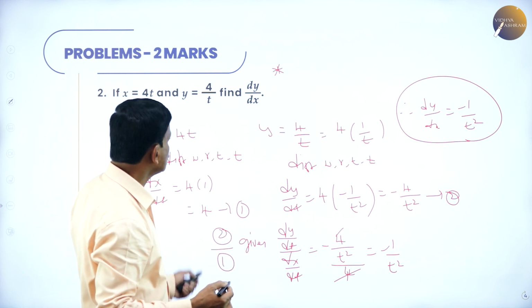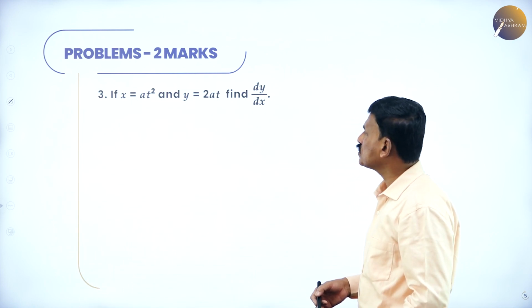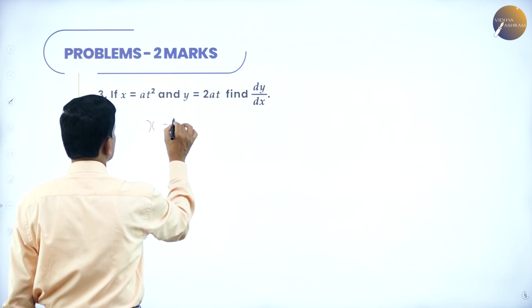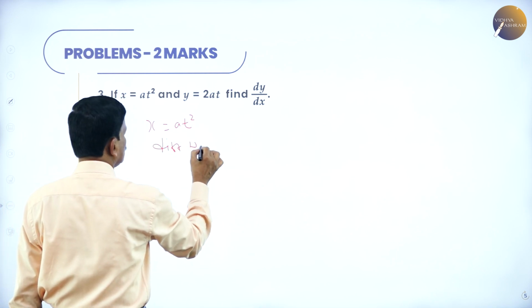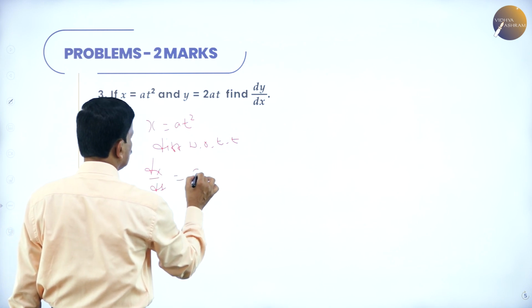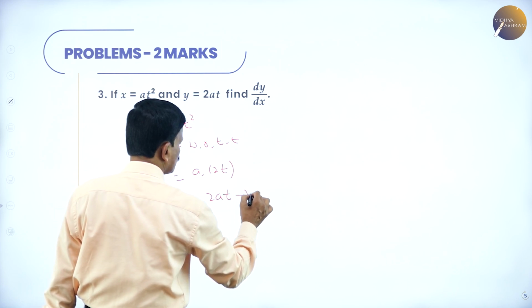Now, let us move on to a similar type of problem. If x is equal to a t square, y is equal to 2at, find dy by dx. This is also a simple problem. If x is equal to a into t square, differentiating with respect to t, what will we get? dx by dt is equal to the derivative of t square, which is 2t. This is equal to 2at, equation number 1.